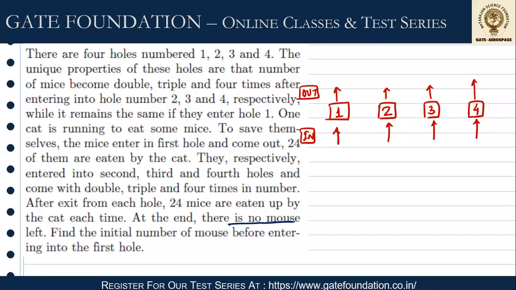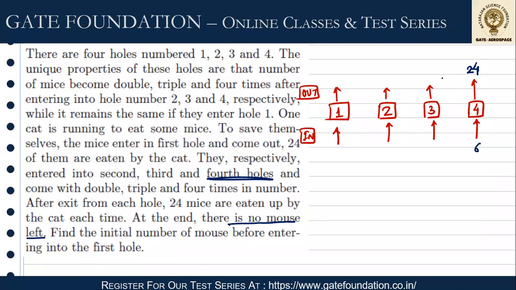Since there is no mouse left, I can say that when they came out of the last hole, the fourth hole, there were 24 mice which were eaten by the cat. So when they entered the hole, they became 4 times, which was equal to 24. So how many entered? I'll just simply divide 24 by 4. That will become 6.